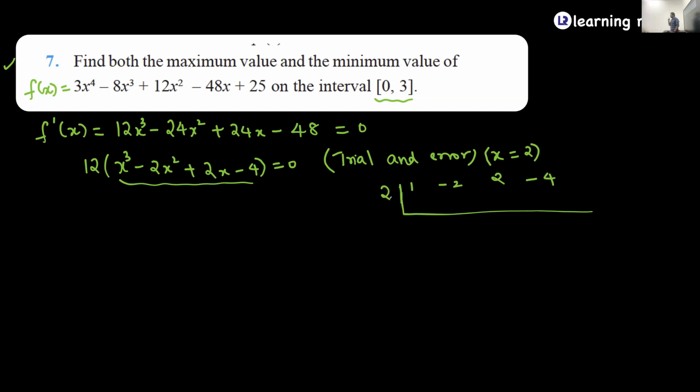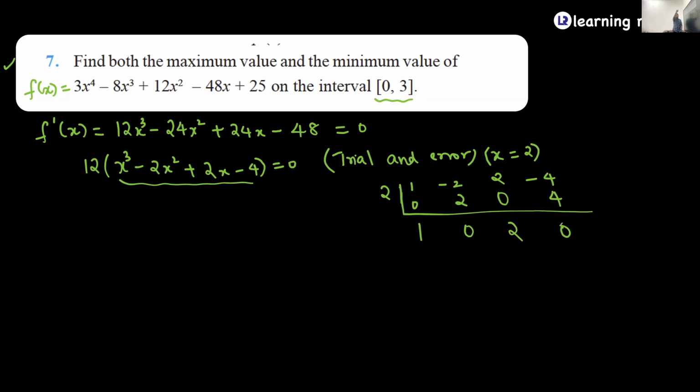So the first step of this is always put a 0 here. Always put a 0. Then add these two. So 1 plus 0 is 1. Now what you will do is multiply this number with this. 2 into 1, 2. Now add these two. 0. 2 into 0, 0. Add these two. 2. 2 into 2 is 4. -4 plus 4 is 0.